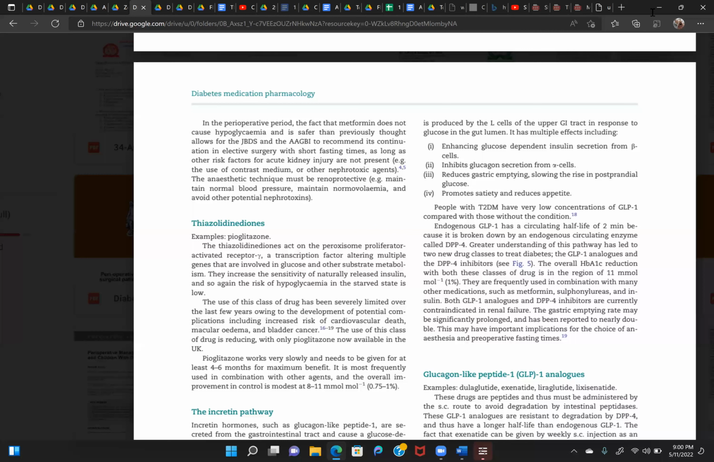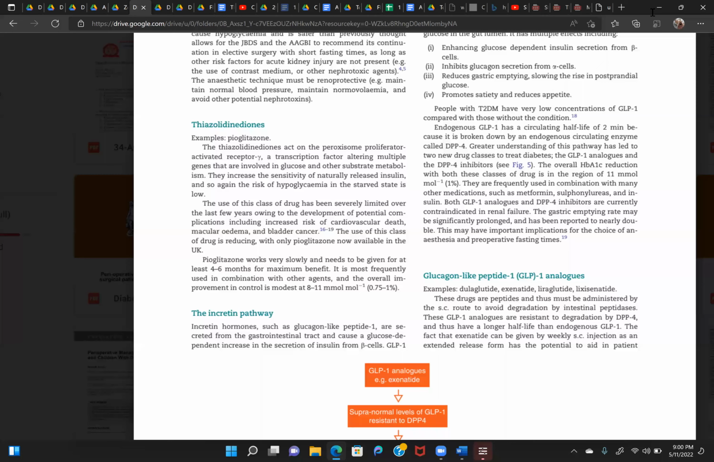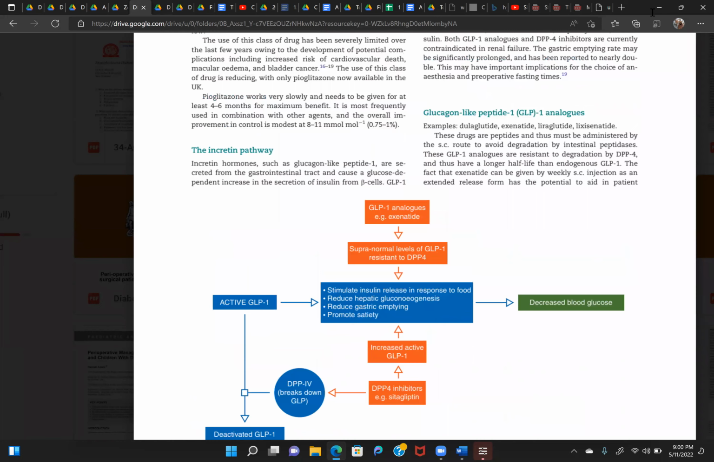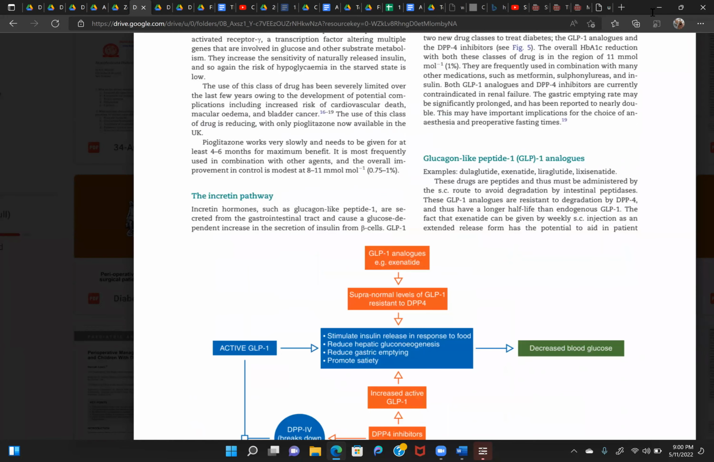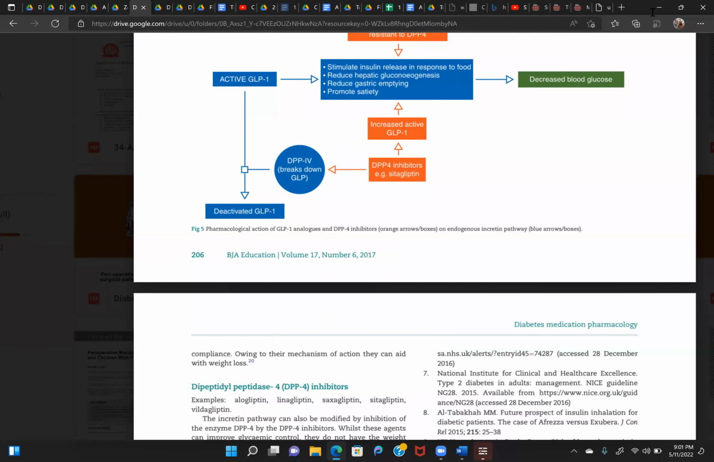Then thiazolidinediones. These also increase the sensitivity to naturally released insulin. Actually, just try to have the basic knowledge, because even if they ask you in the exam, it will be a very small part. If you try to read and learn everything, you will not be able to swallow it. So learn the basic concept, which keeps you from failure.